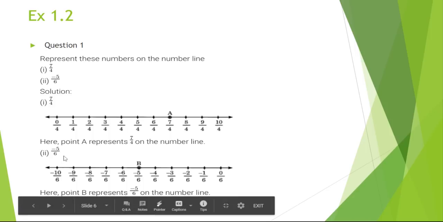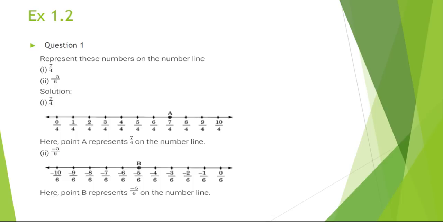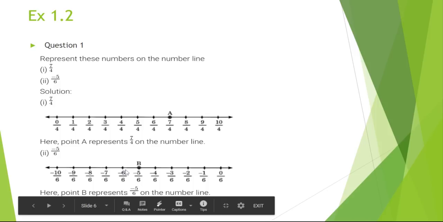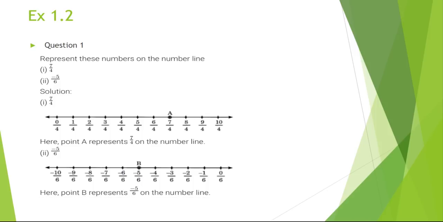Here in the second part, you need to represent minus 5 by 6. So that is also an easy job. Now you already know that it is a negative rational number, so it will lie on the left side of 0. So again, minus 5 by 6 is being represented and it is encircled.